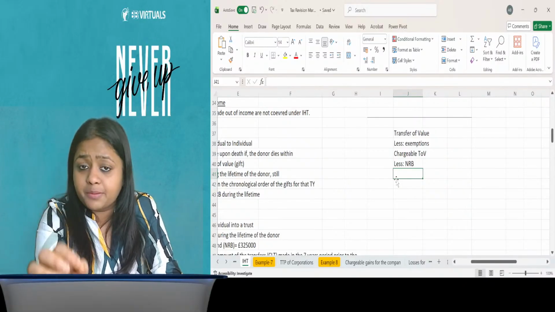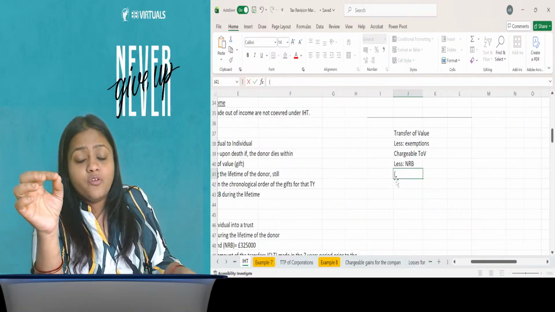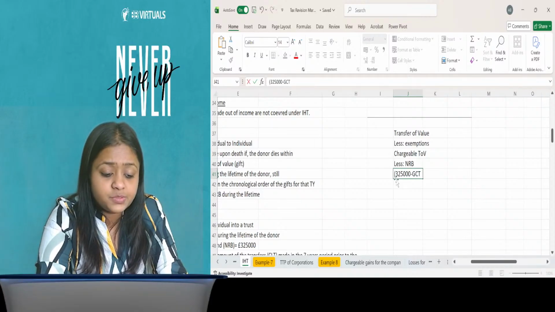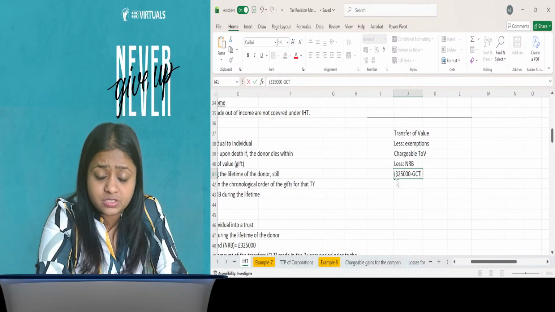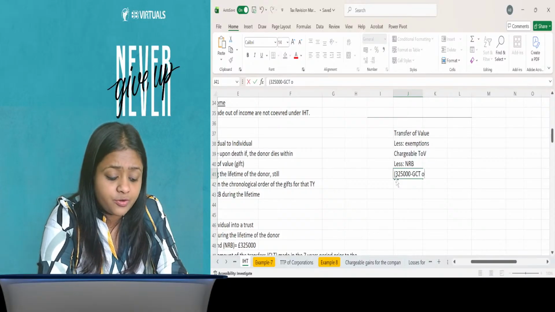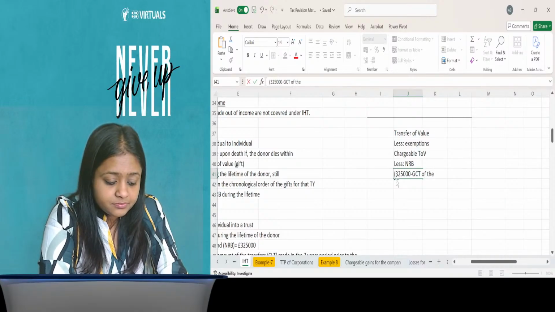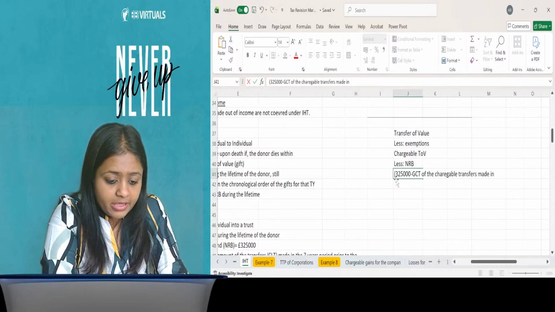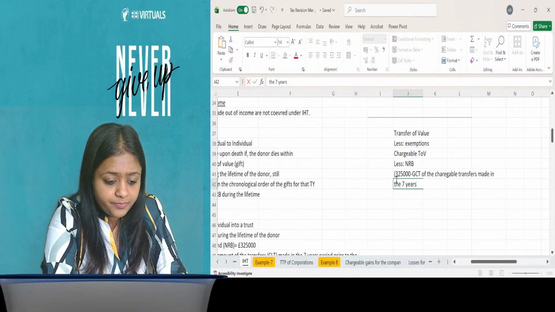When you adjust the nil rate band, you have to reduce from this NRB of 325,000 the GCT, that we call the gross chargeable transfer of value, of the chargeable transfers made in the 7-year period prior to the date of gift. We will just cover that in 2 minutes.